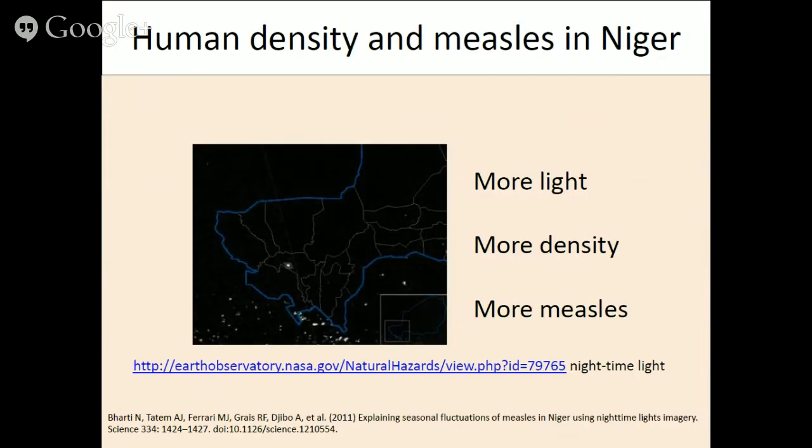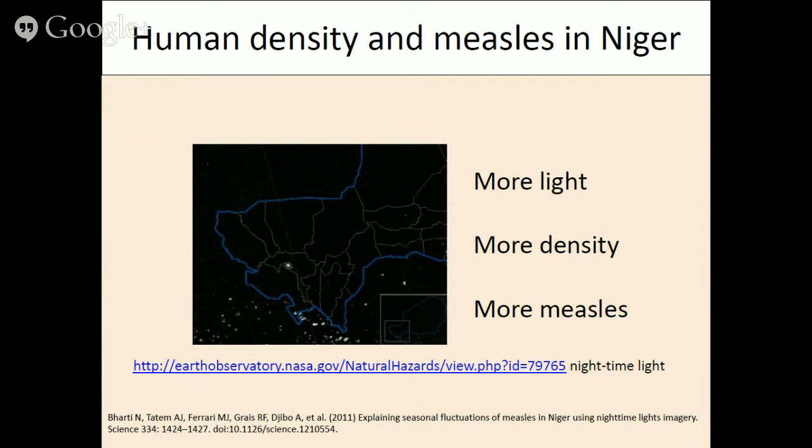The first example about the use of human density and diseases is from measles in Niger. And this figure is showing the study area extent in Niger. You can see the white spots, and the meaning of those spots is the nighttime light values in the land. So what the researchers found is that more light is associated with more human density, and besides, more humans is strongly associated with more measles cases.